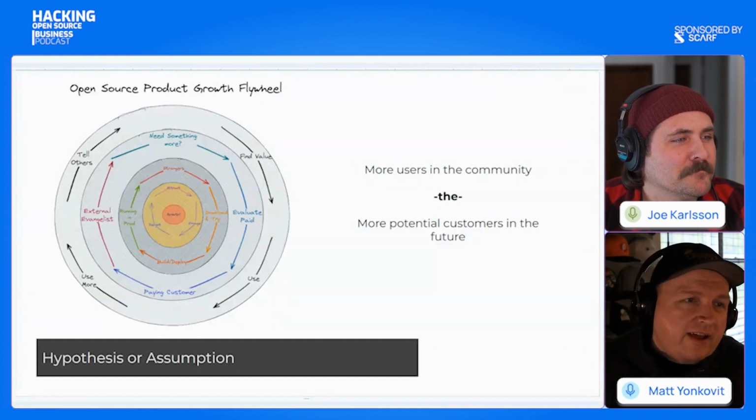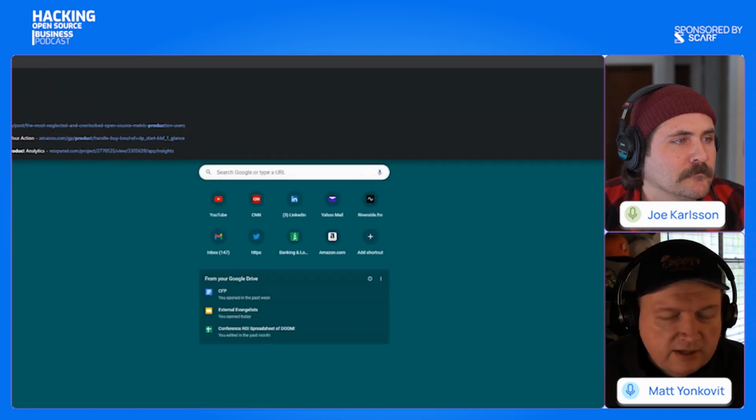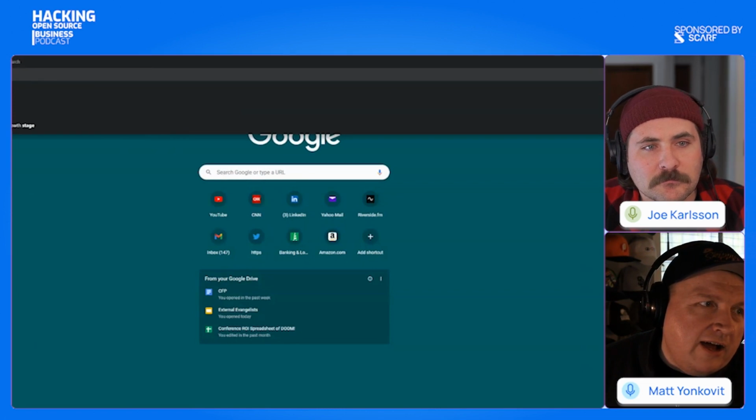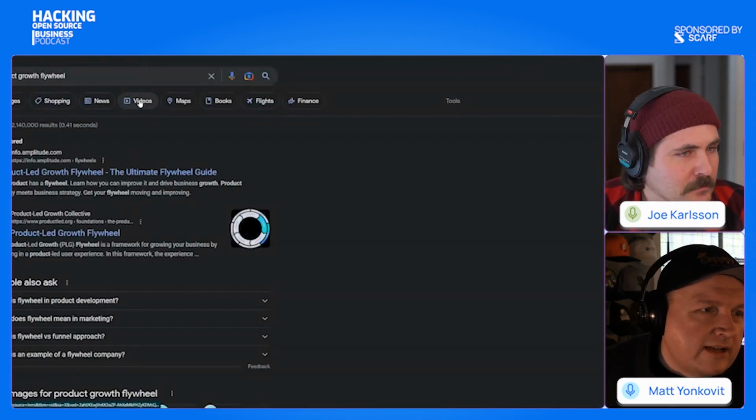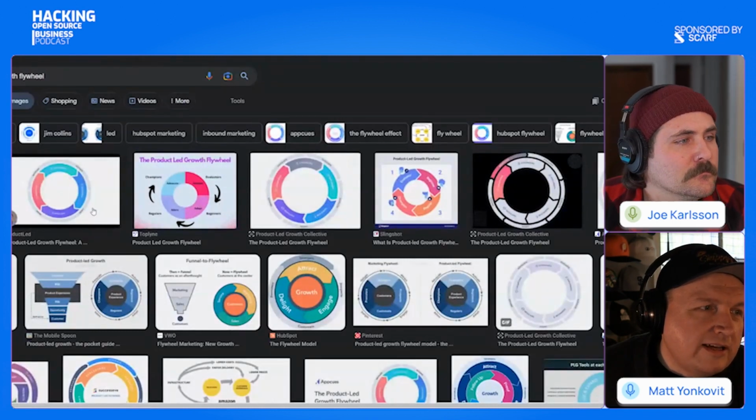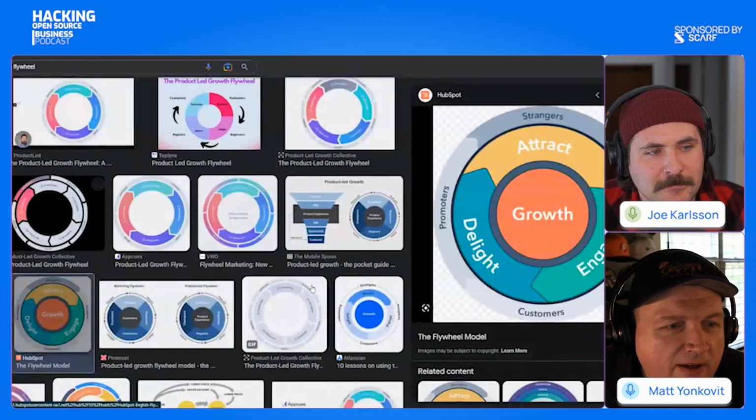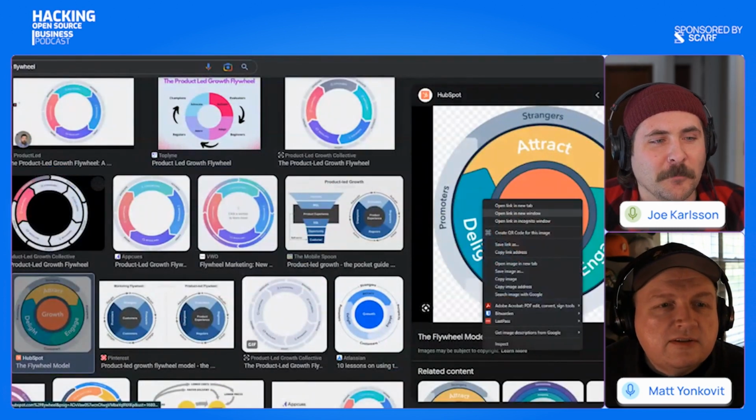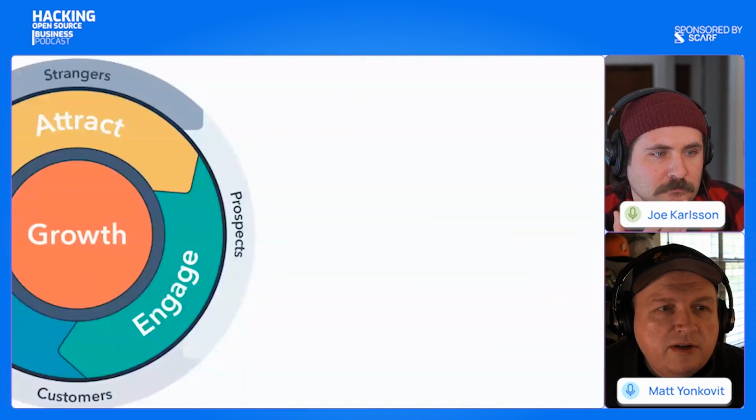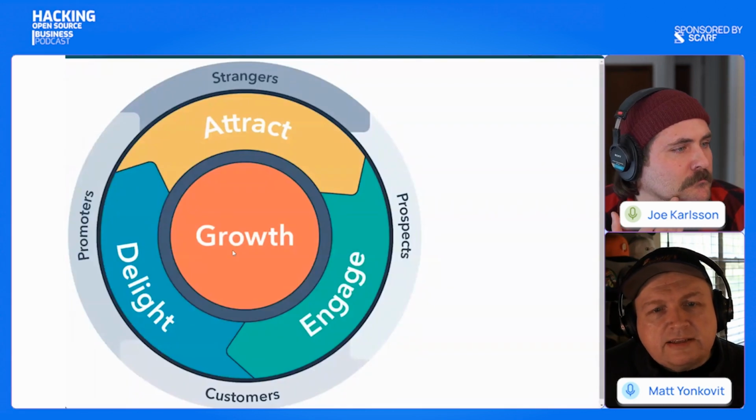But if I go search for product growth flywheel, I'll probably find a better example. Let's see, images. Oh, look at this. We've got the product growth flywheels. They're all over the place. How about the HubSpot one? There we go. We'll open this image in a new tab. There we go. Look at that. Isn't that beautiful?